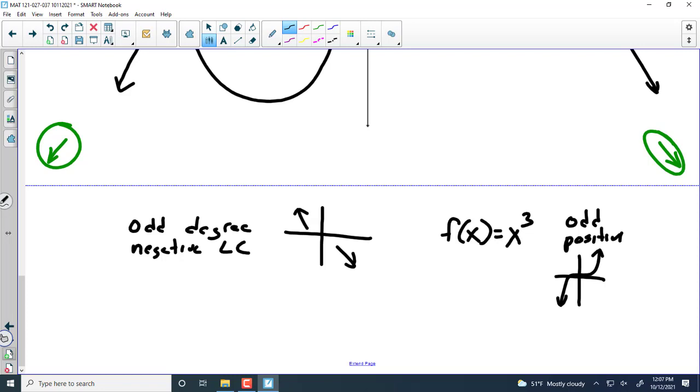So therefore odd and negative is going to be the opposite of that. All right, cool. That's how I remember it.